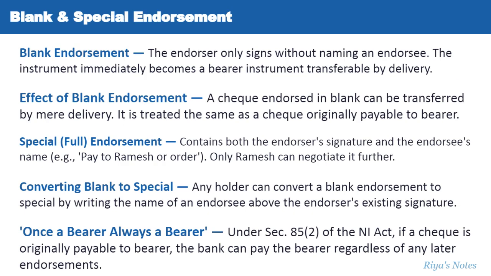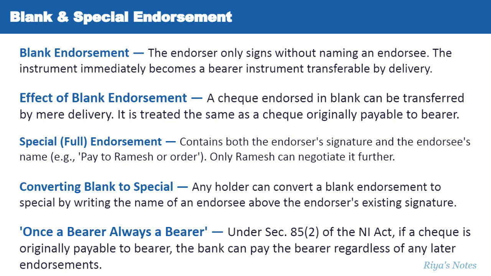Blank and special endorsement. Blank endorsement: the endorser only signs without naming an endorsee. The instrument immediately becomes a bearer instrument transferable by delivery. Effect of blank endorsement: a check endorsed in blank can be transferred by mere delivery. It is treated the same as a check originally payable to bearer.